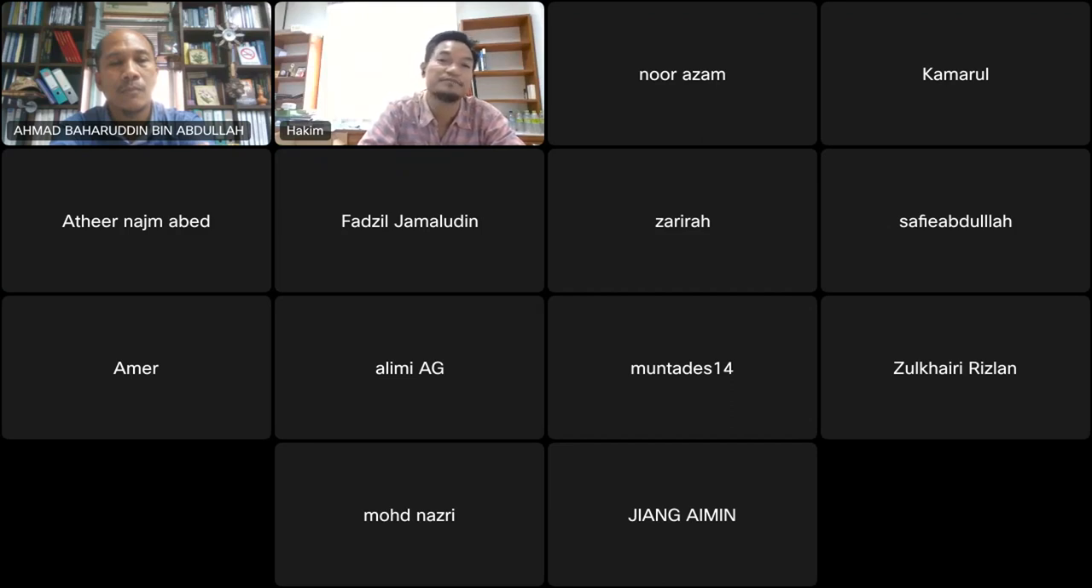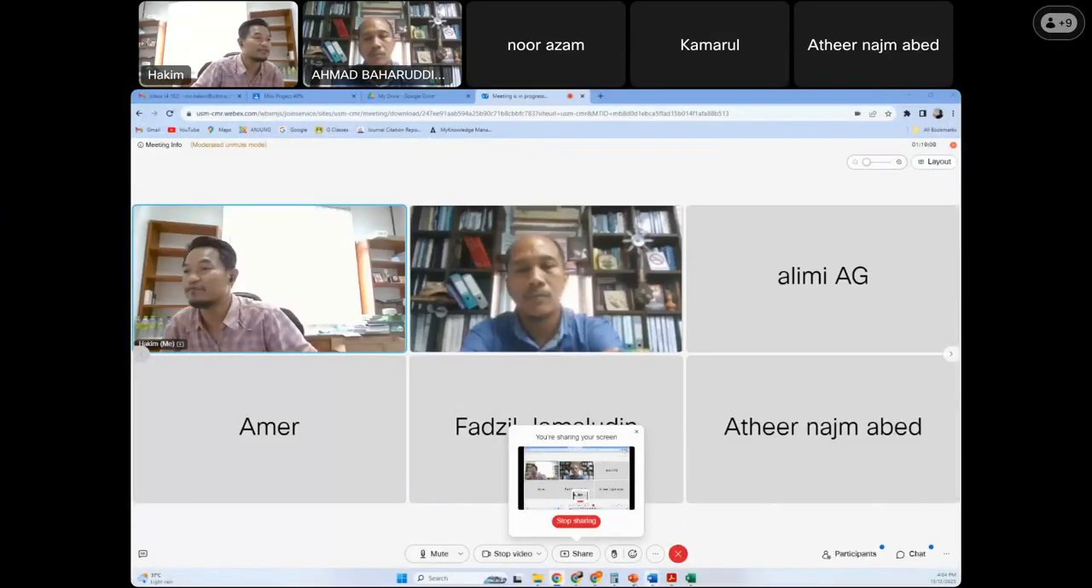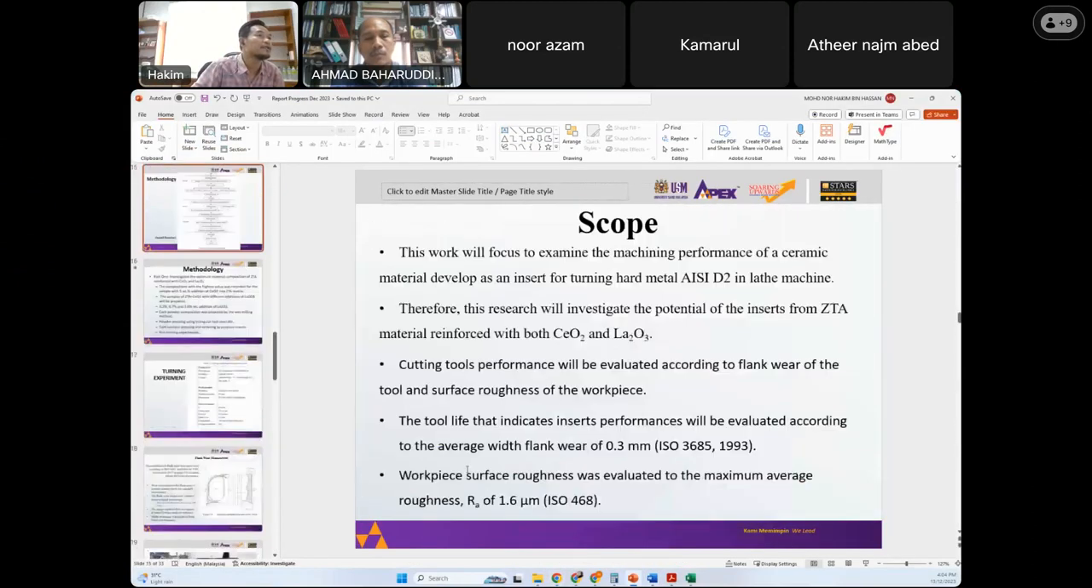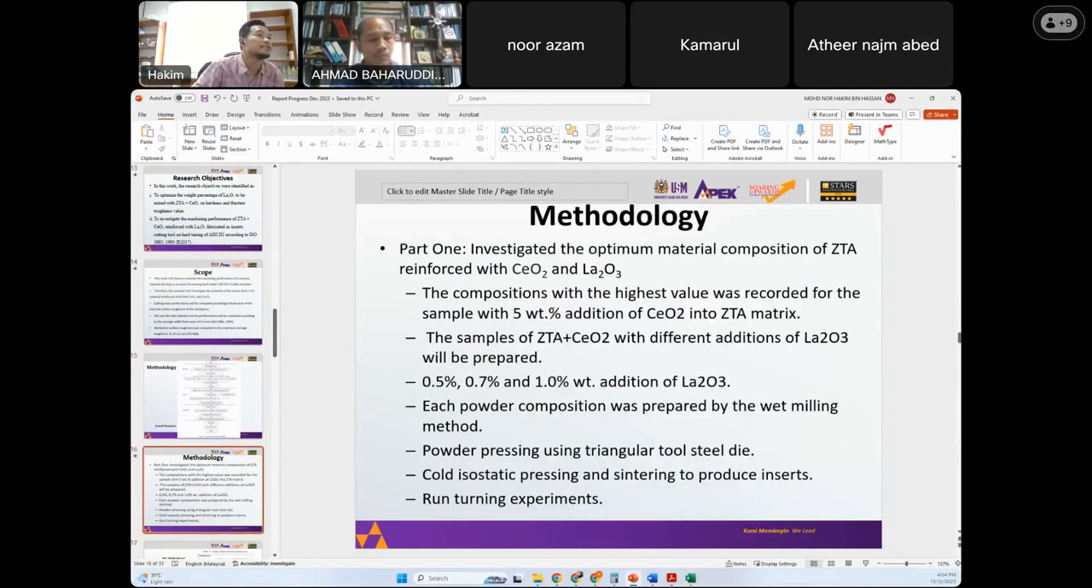So the best way is we find the optimized material to be added. Then we fix that material and add it with another material, like in this composition. Cerium oxide is the best one to increase fracture toughness, known to increase it. So 5% is the best one.